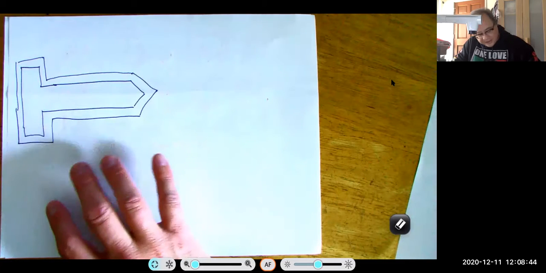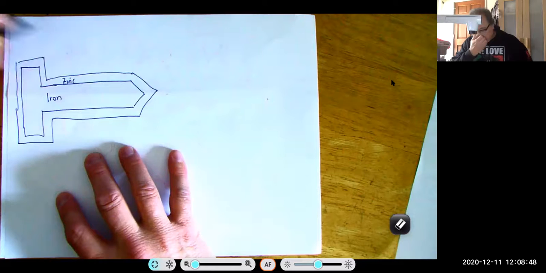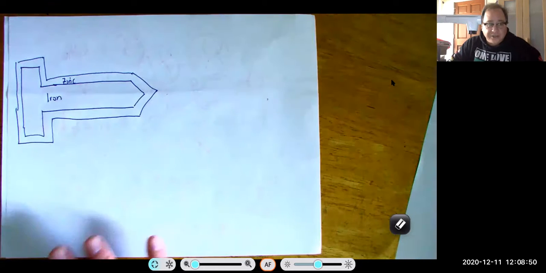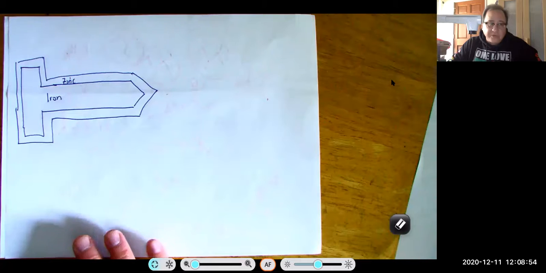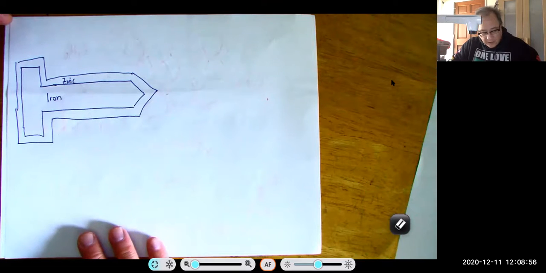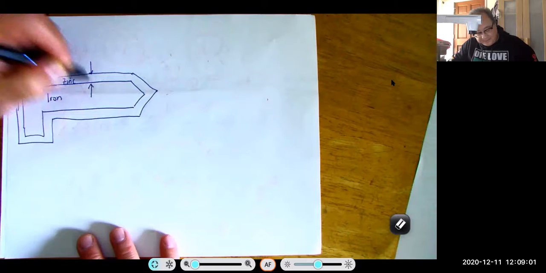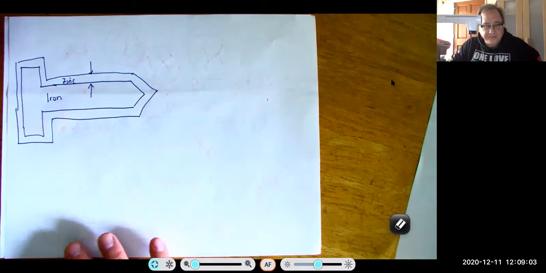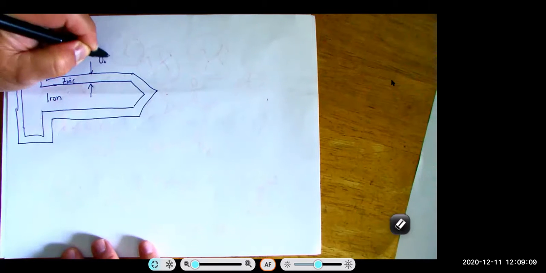So, here's the nail. This is the iron, and this is the zinc. And I'm looking at a cross section, of course. You can't see this without thinking about cutting through the middle of the nail. Okay. You were supposed to calculate how thick that is. What did you get for an answer? I ended up getting 0.047 millimeters.